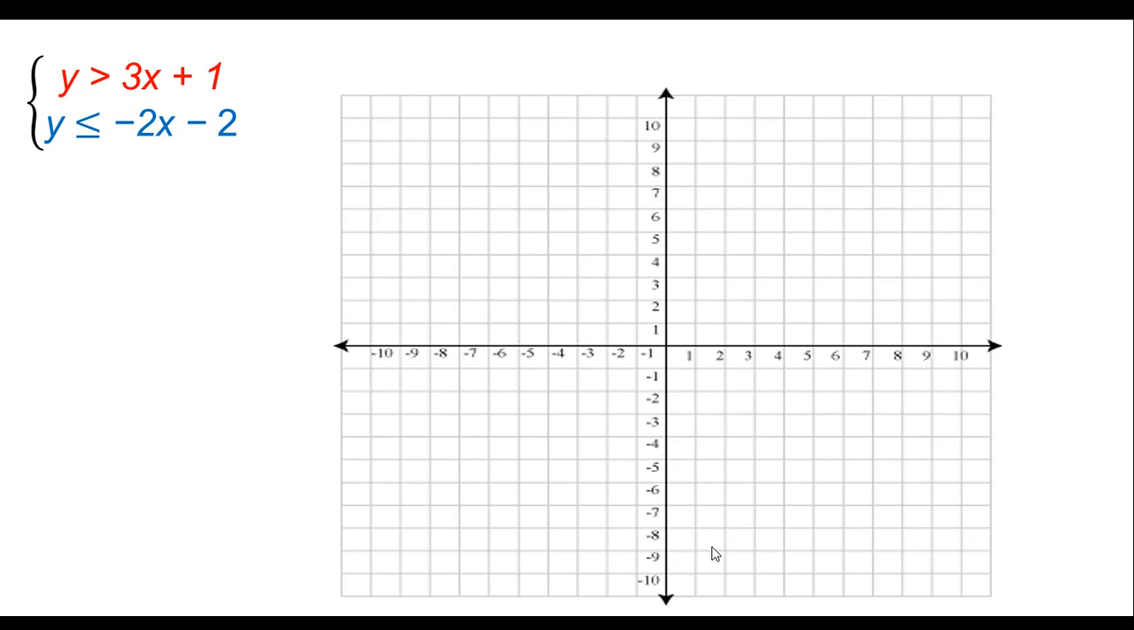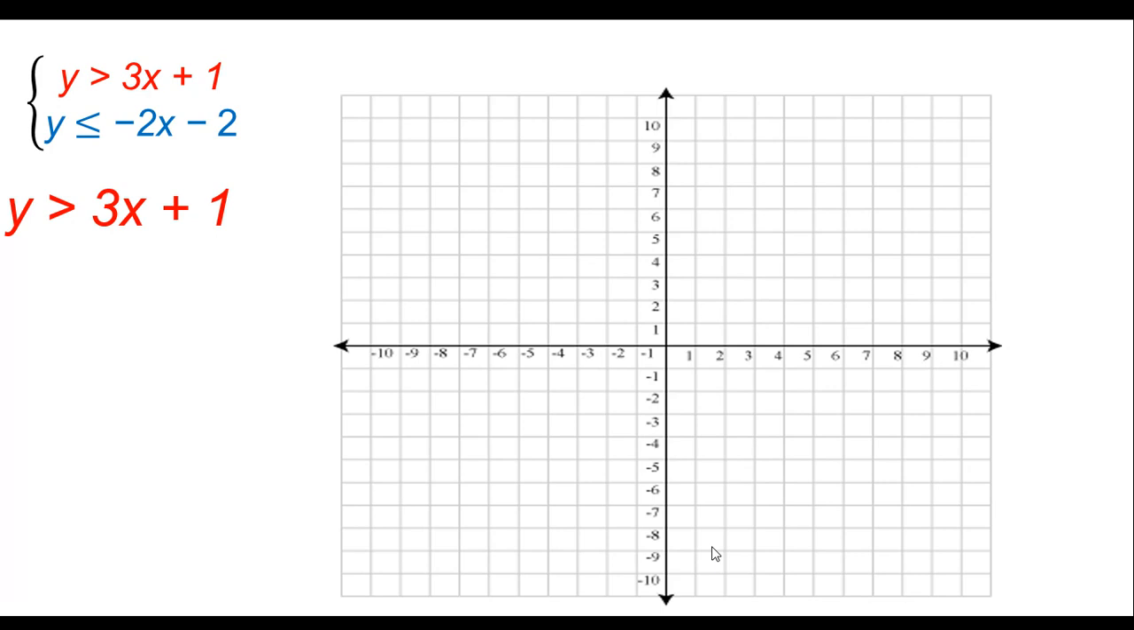If we're going to graph y greater than 3x plus 1 and y less than or equal to negative 2x minus 2, we're just going to follow the same procedure we follow in graphing a linear inequality. We're just going to repeat the procedure twice. First, graph y greater than 3x plus 1.